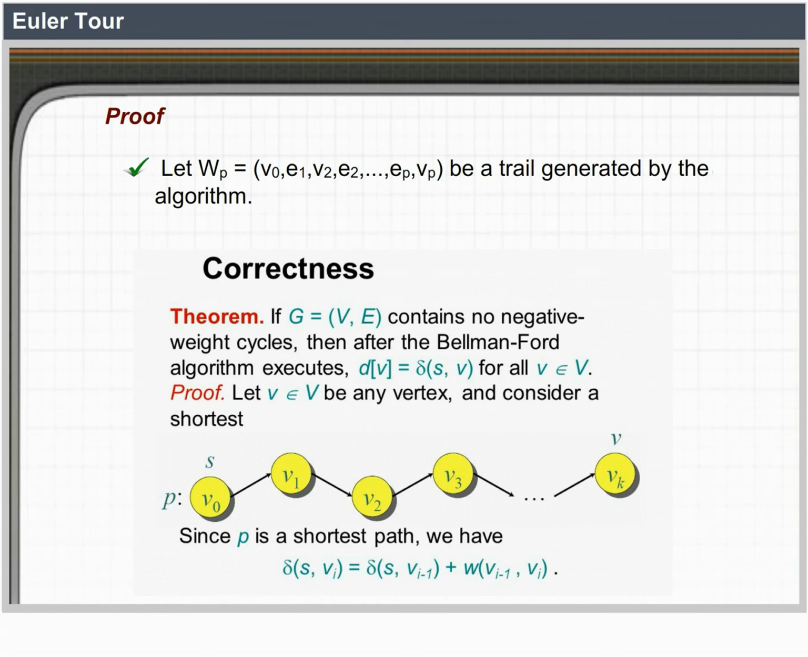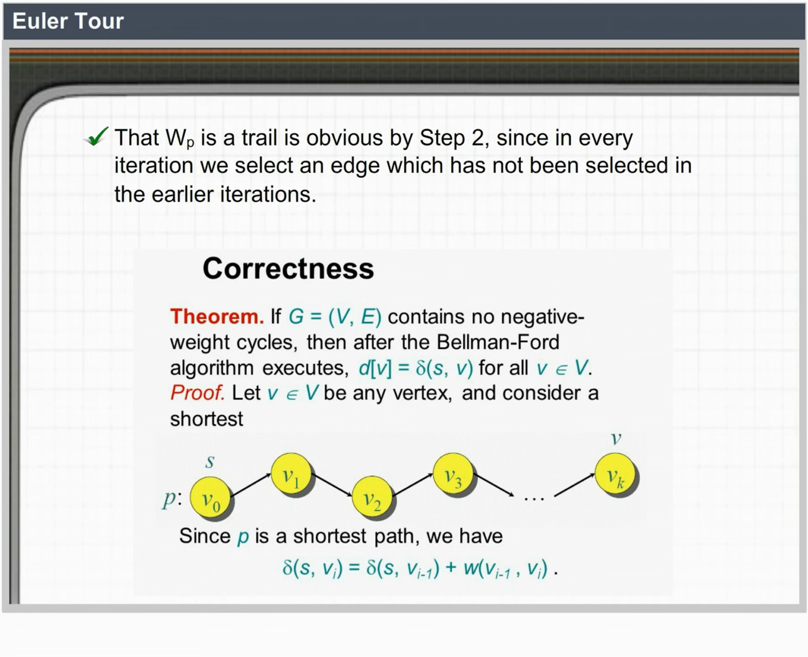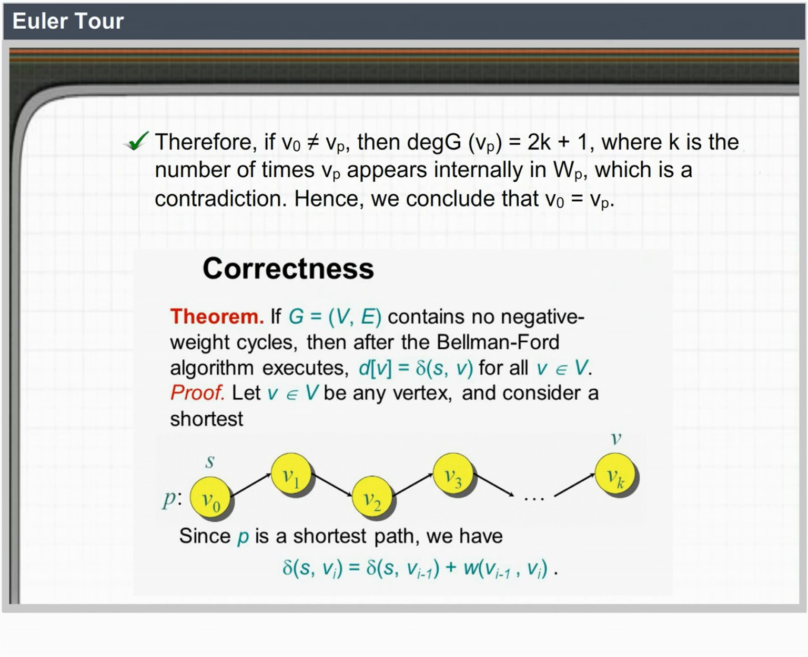Claim 1. WP is a closed trail. That WP is a trail is obvious by step 2, since in every iteration we select an edge which has not been selected in the earlier iterations. Moreover, by step 3.2, there are no more edges incident with VP. Therefore, if V0 does not equal VP, then degree G of VP equals 2k plus 1, where k is the number of times VP appears internally in WP, which is a contradiction. Hence, we conclude that V0 equals VP.